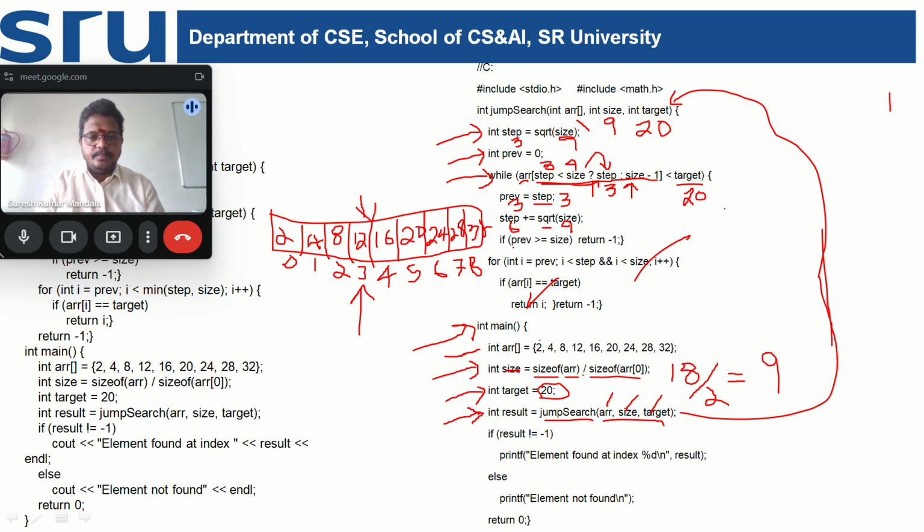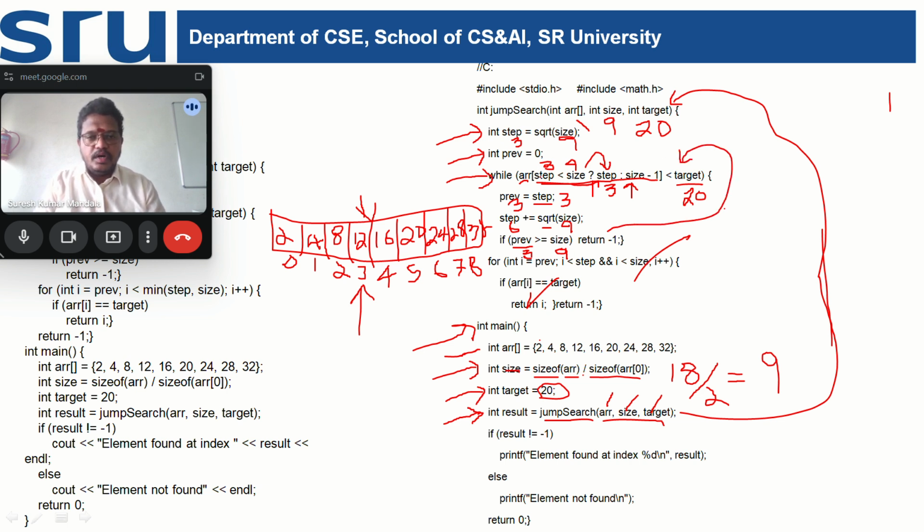Next condition, what is the previous value we are having? That is 3. 3 less than, what is the size we are having? 9. Sorry, 3 greater than or equal to 9. The condition is false. Again, control jumps from here to the while loop. Again, it will jump to the while loop only.